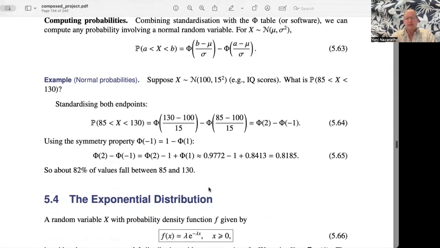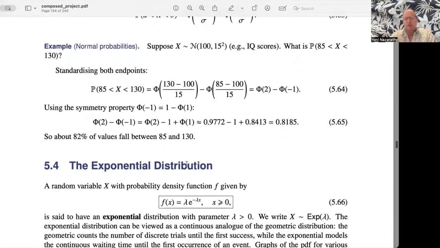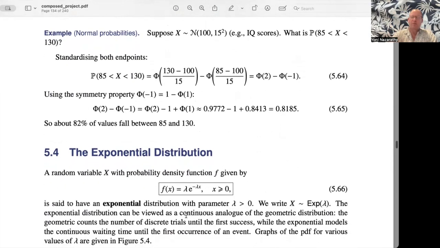So in the next lecture, we'll pick up and finish chapter 5 by looking at the exponential distribution and then also the gamma distribution and the beta distribution.